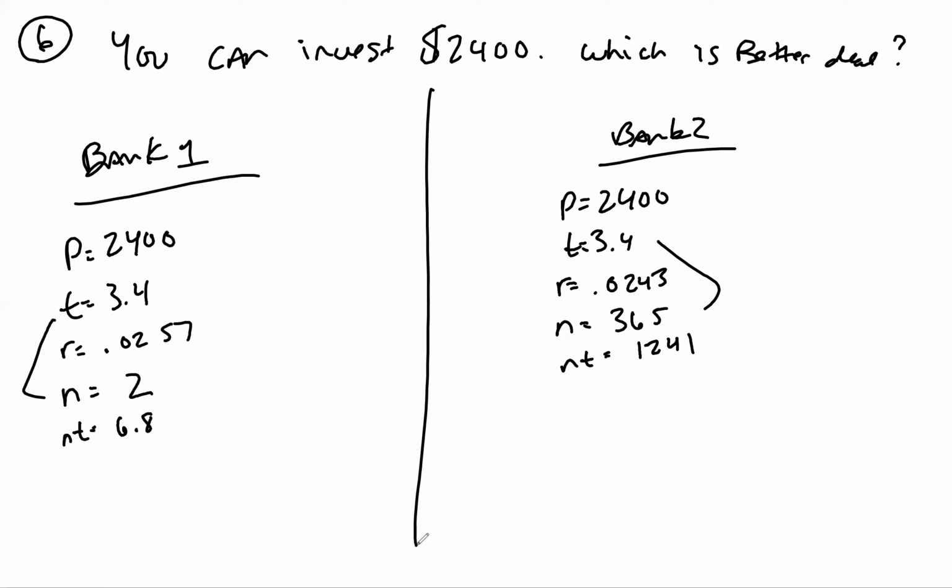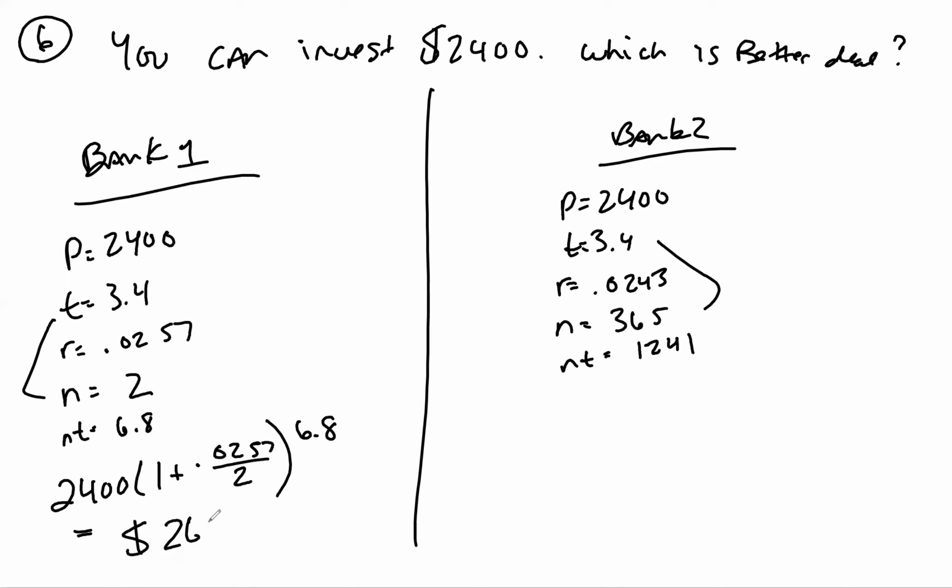So let's do bank 1 first. So we're going to have $2,400 times 1 plus the rate, 0.0257 over the N, raised to the 6.8. Now again, this is just straight calculator work. So when you type this in, you're going to get 2617.69. Okay, so if you put your $2,400 into bank 1, after 3.4 years, you're going to get $2,617.69 back.